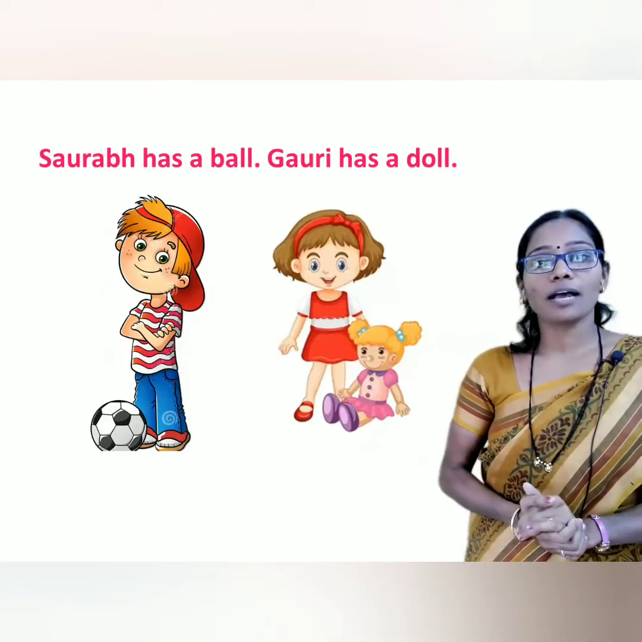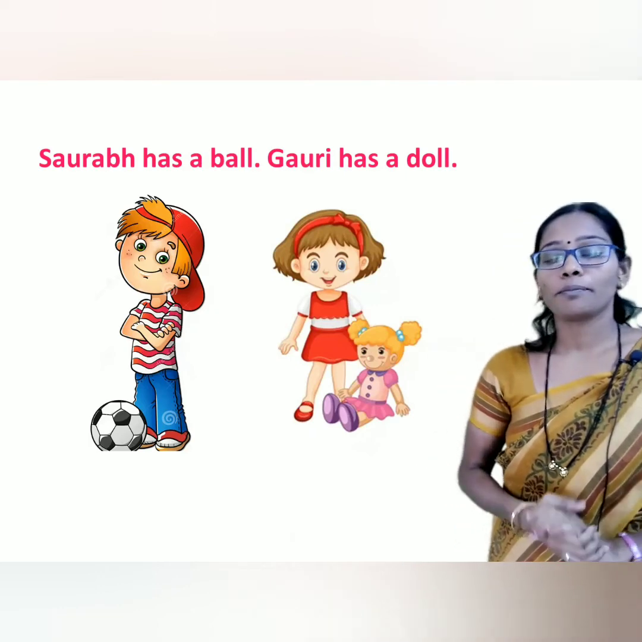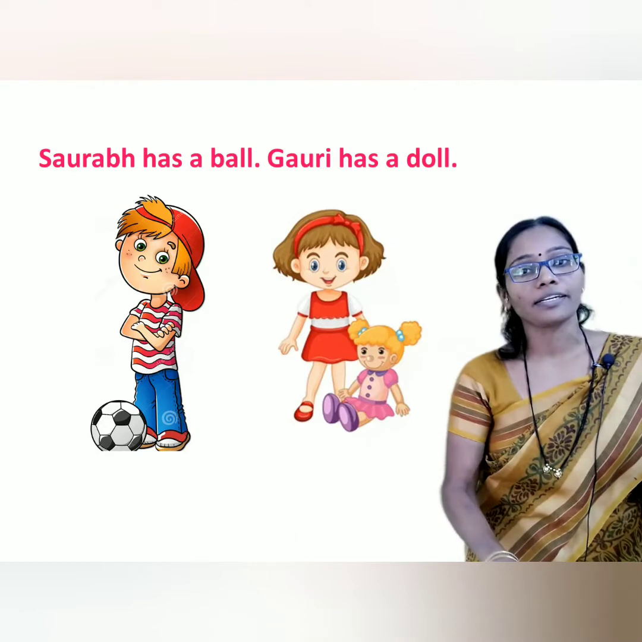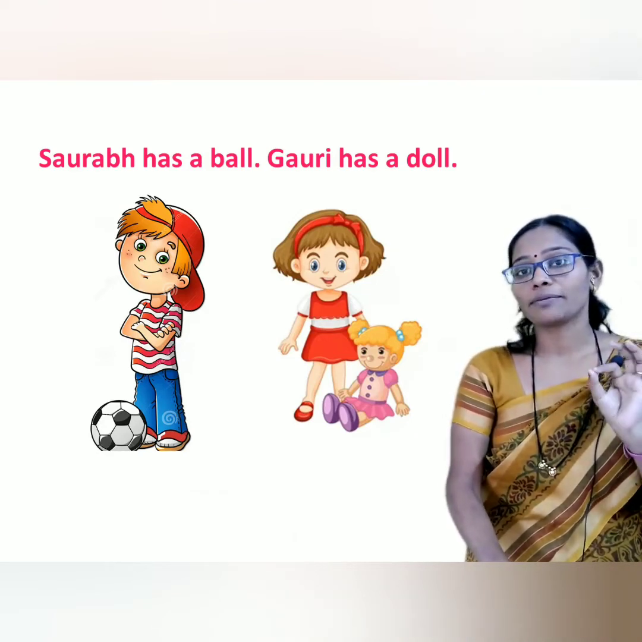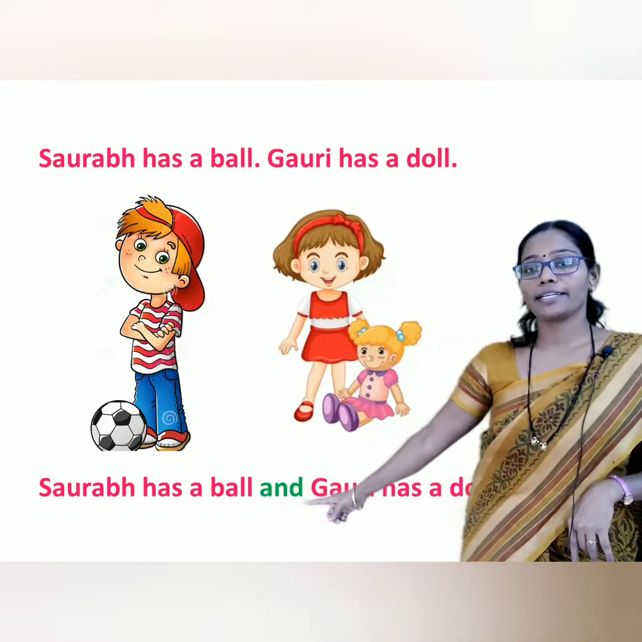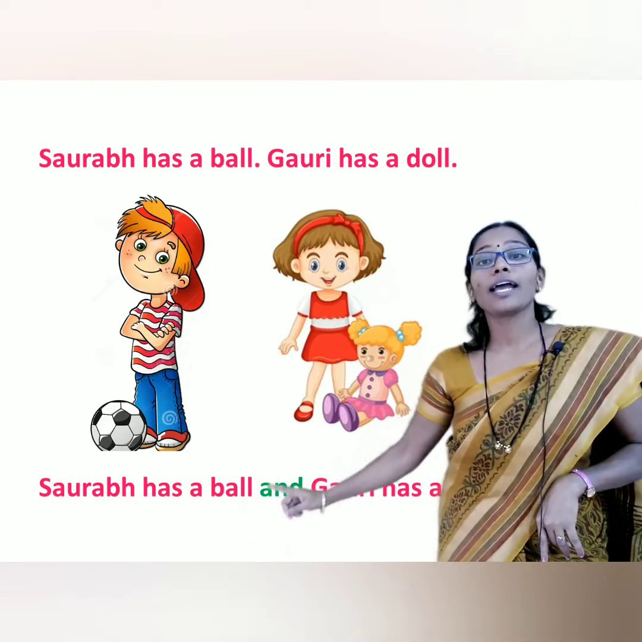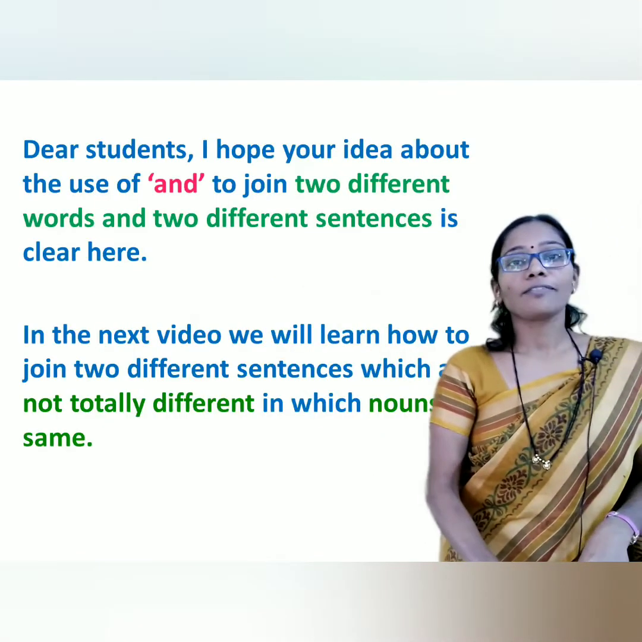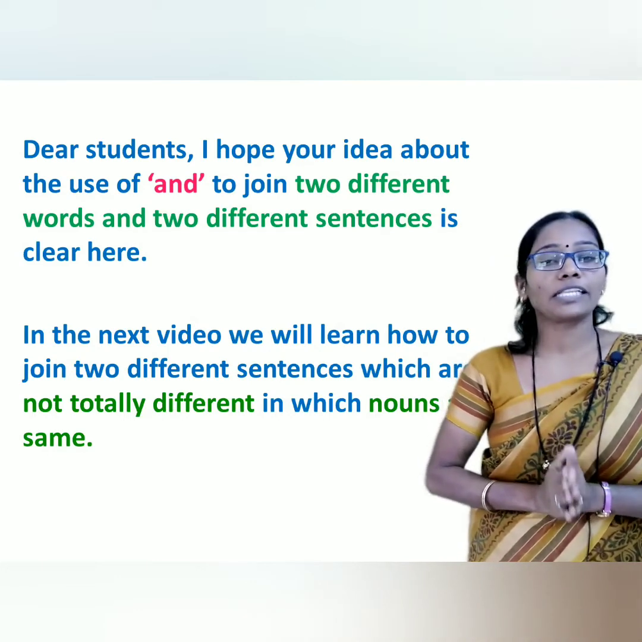Let us see the next example. Saurabh has a ball. Gauri has a doll. Both the persons are different. Both the toys are different. The sentences are completely different. So as per the rule, after ball, a full stop is there. That full stop we have to remove, and in the place of the full stop, we will take "and". So our sentence will become: Saurabh has a ball and Gauri has a doll. So like this, we can join two different sentences with the help of "and".